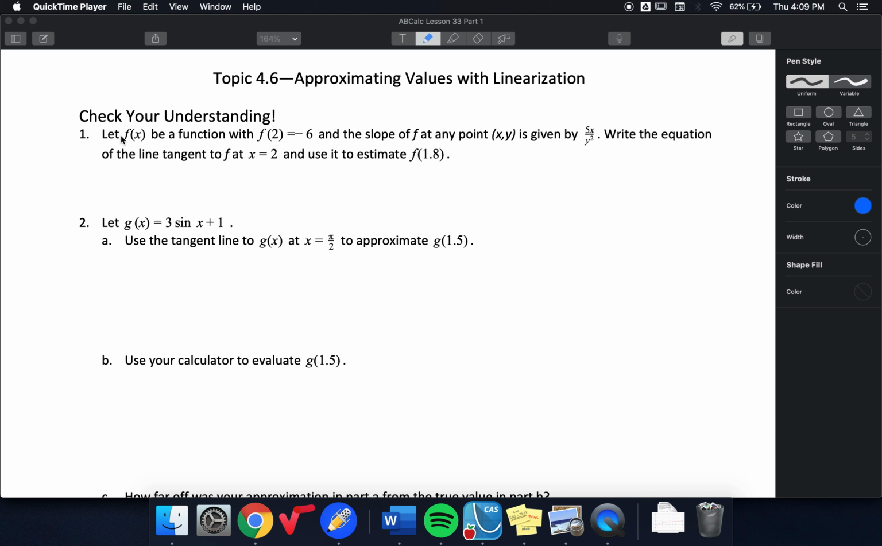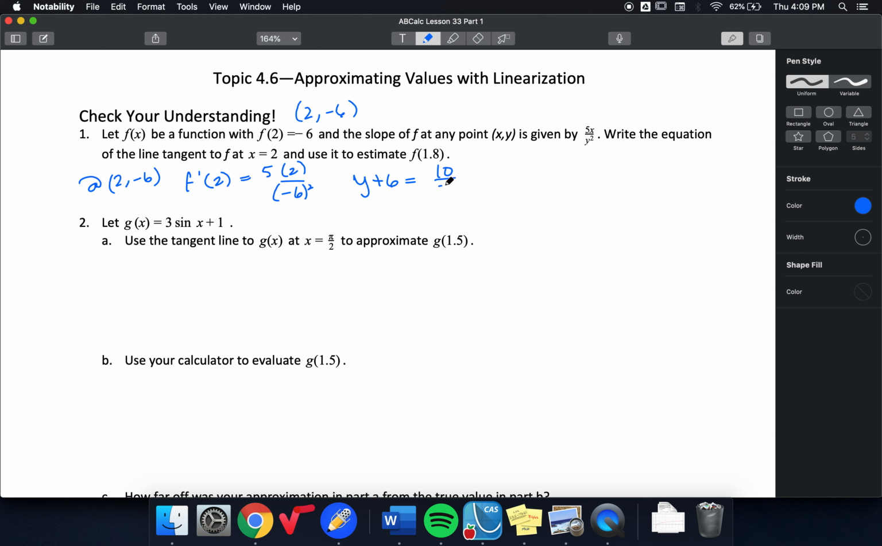All right, let's look at some CYUs for our linearization. So f of x is a function where I'm given this point, so I know I've got the point 2, -6. The slope is given by this equation, so that tells me that at my point 2, -6, my f prime of 2 is going to be 10/36. So f of 1.8 is going to be approximately 10/36 times 1.8 minus 2, that's -0.2, minus 6.